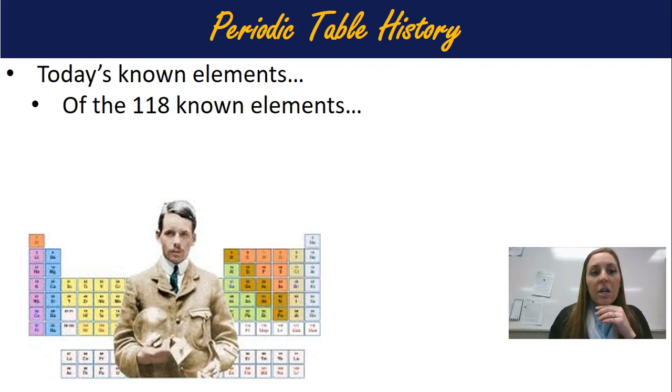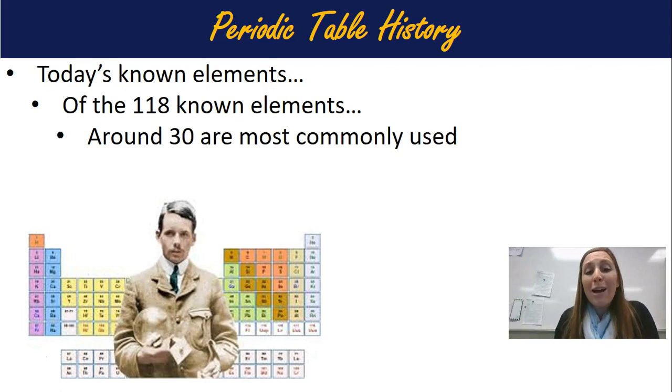So we currently have 118 known elements, things that we have discovered, isolated, and gotten down to the atomic level to be pure elements. Pretty awesome. Just 4 of them or so were added within the last couple years because we're still making discoveries. Around 30 of the most commonly used elements are on the periodic table. So out of those 118, approximately 30 are the ones you really interact with every day.